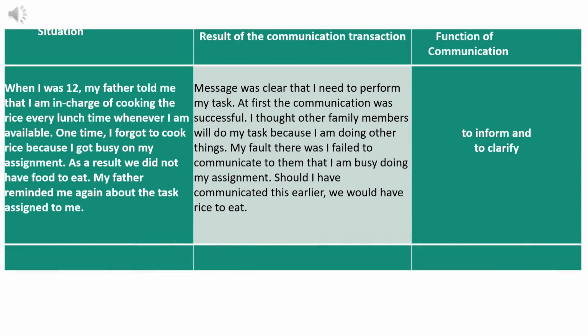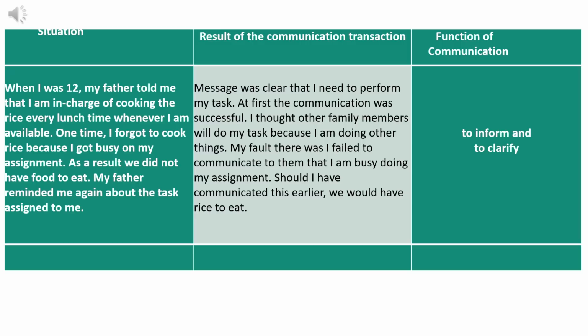For you to be guided on what you are going to do in your Google Classrooms, in the Google Forms, we have here an example of a communication transaction. Under column 1, you have their situation. When I was 12, my father told me that I am in charge of cooking the rice every lunchtime whenever I am available. One time, I forgot to cook rice because I got busy on assignment. As a result, we did not have food to eat. My father reminded me again about the task assigned to me.